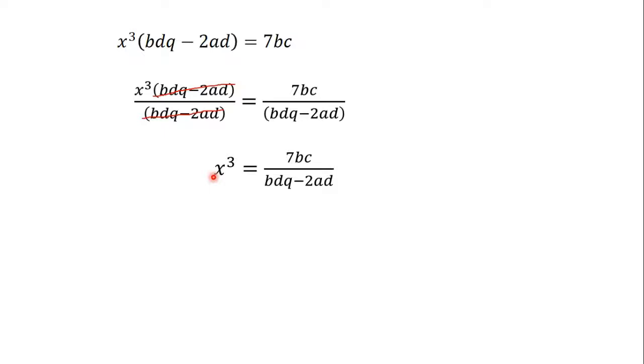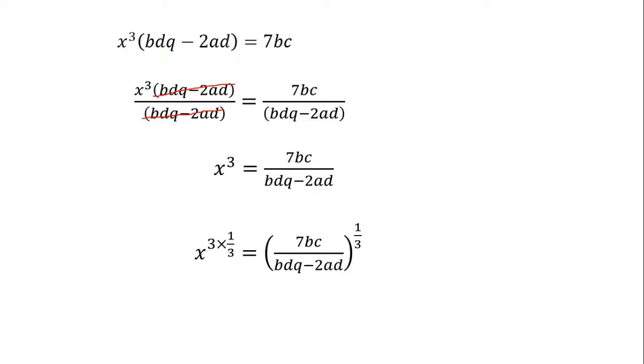But the question told us to make x the subject, not x exponent 3 the subject. Because you are supposed to make x the subject and we now have x exponent 3, what we are going to do is this. We will multiply this exponent 3 by 1 over 3 so that we can cancel the 3 away for x to stand alone.